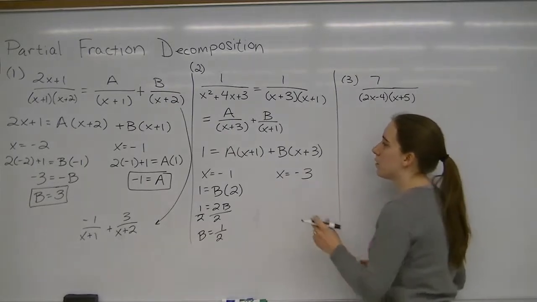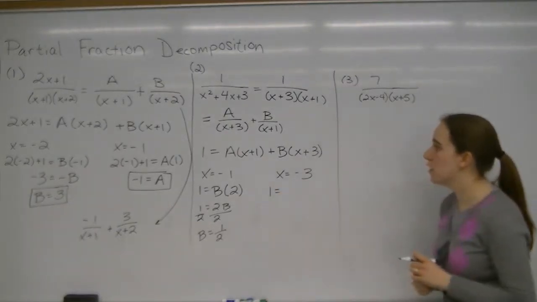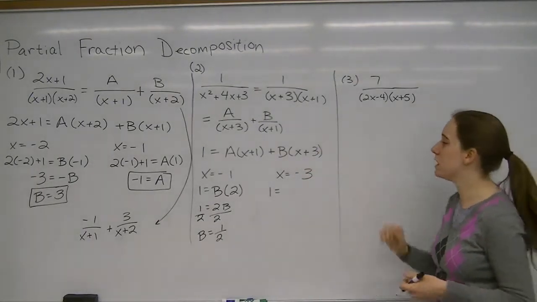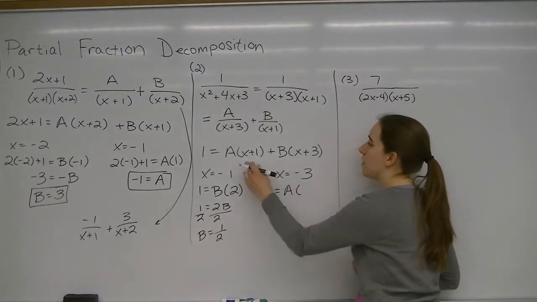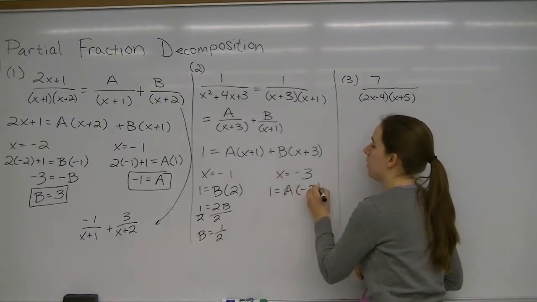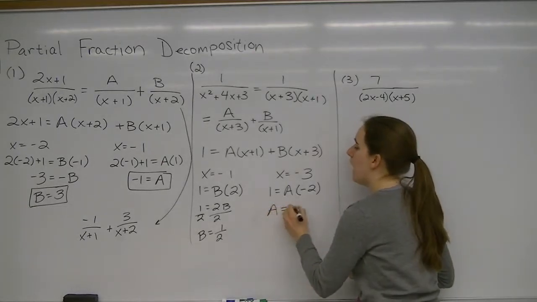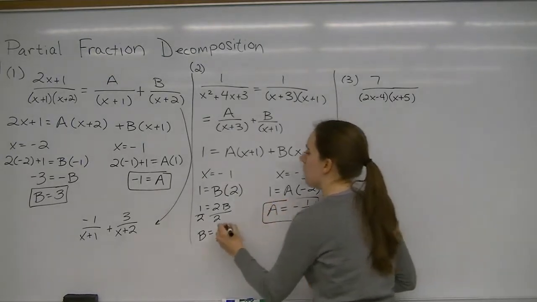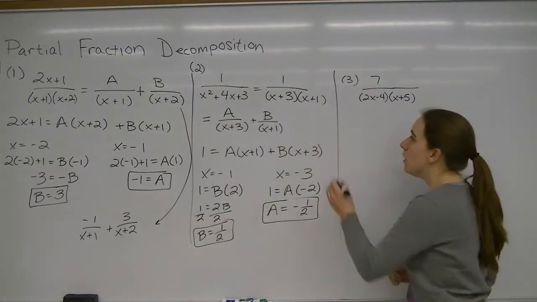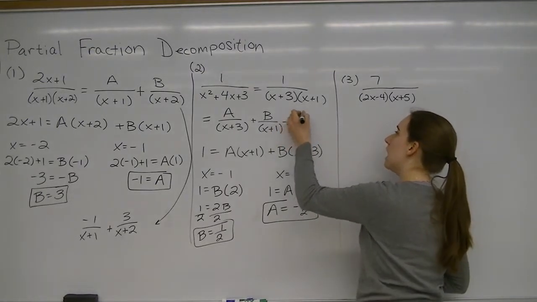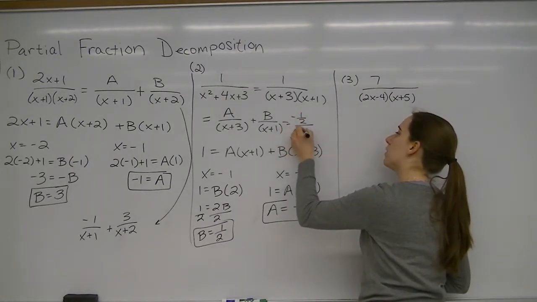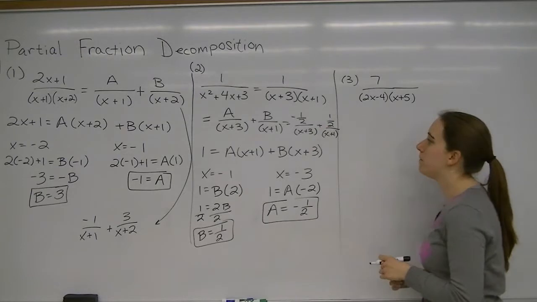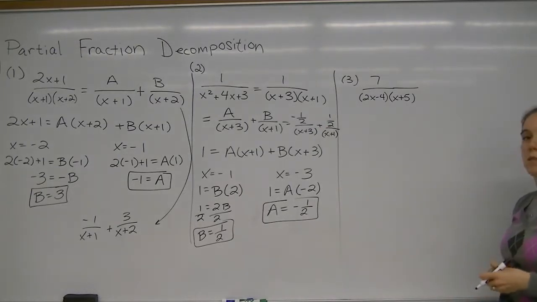Now, let's go through with x equals -3. The left side is still 1, and we chose -3 to make this term 0. So this term is going to disappear. So I have a times -3 plus 1, or -2. So a, when I divide by -2, will be equal to -1/2. b is equal to positive 1/2. So I can rewrite this as -1/2 over x plus 3 plus positive 1/2 over x plus 1. And there is our partial fraction decomposition.